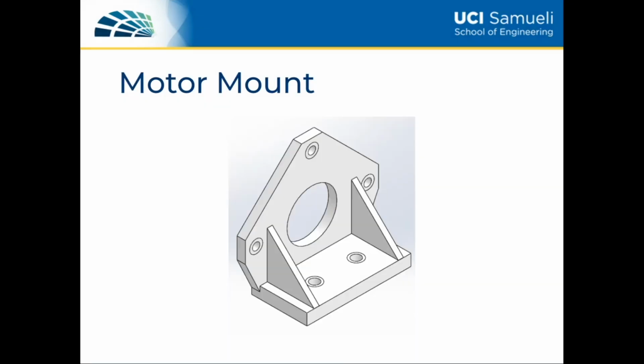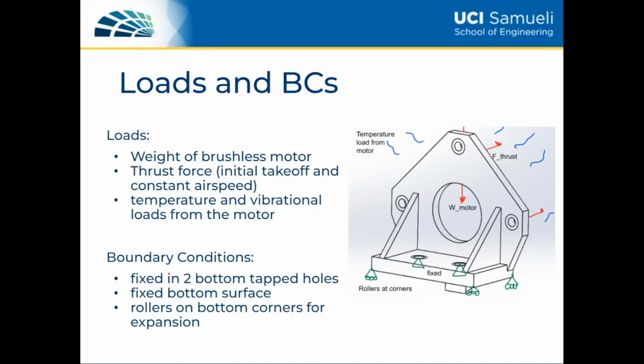The motor mount is located at the front of the airplane, which fixes down the motor and provides a means of propulsion. Some loads on this mount include the weight of the motor, thrust force of the initial takeoff and constant airspeed, as well as temperature and vibrational loads from the motor.